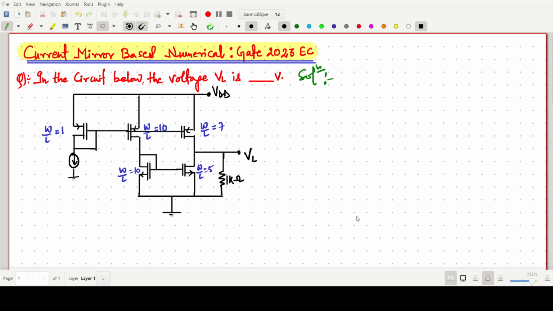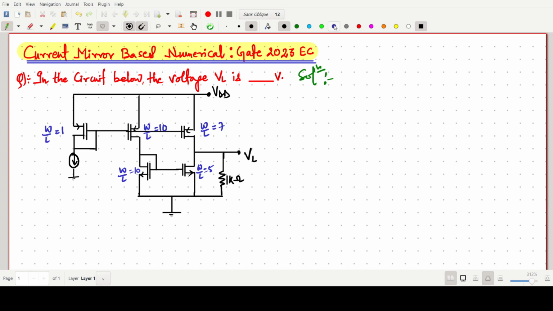Welcome everyone. In this video lecture, we will solve a GATE 2023 ECE question in which we will try to solve a current mirror based numerical. So in this question, a figure is given, a MOS based circuitry is given, and we have to find the voltage VL in how many volts. So this one basically consists of a current mirror concept.